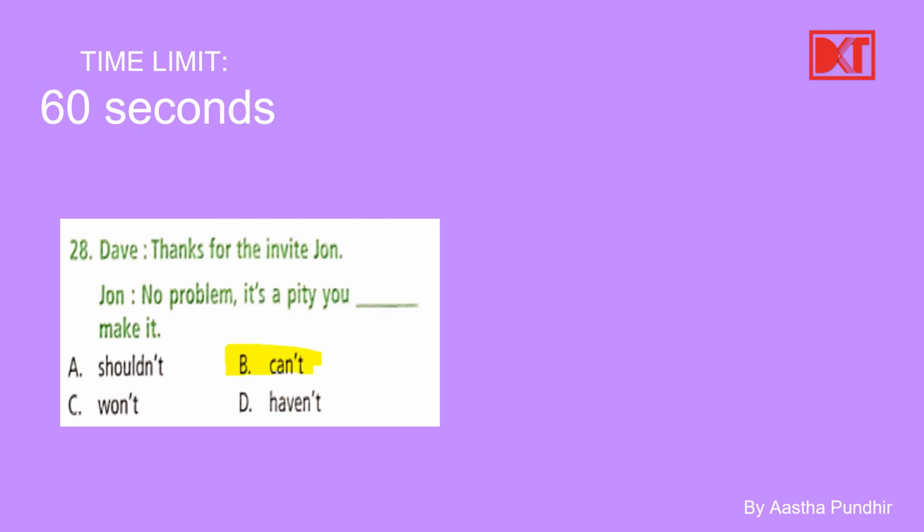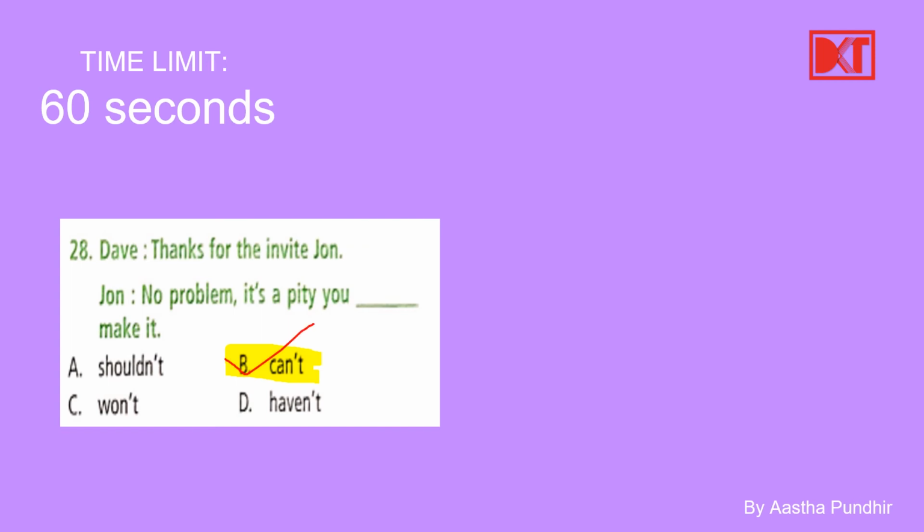Alright. Now here Dave says to John that thanks for inviting me to probably this party that John is having. But then John says, no problem, it's a pity कि बहुत गलत बात है, बहुत दुख की बात है that you are not able to come, so you can't make it. Alright, that you are unable to make it. So that's why we use B.